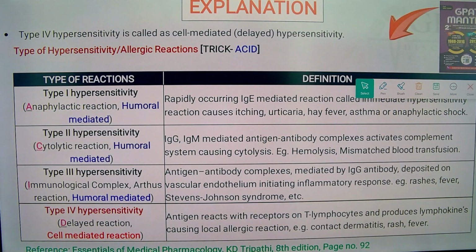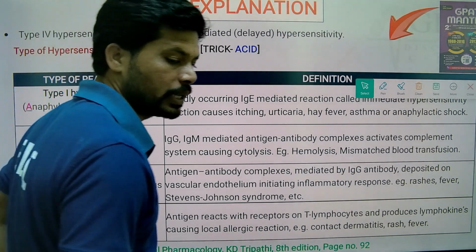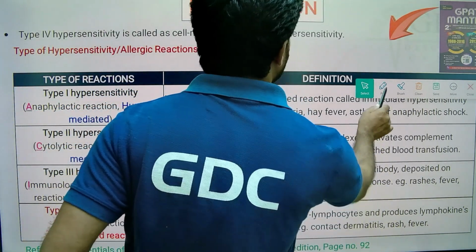So type 1 hypersensitivity is anaphylactic, type 2 is cytolytic, type 3 is immune complex or Arthus reaction, type 4 is delayed or cell-mediated reaction. The cells here are nothing but T cells.